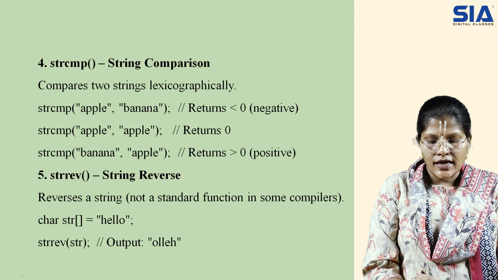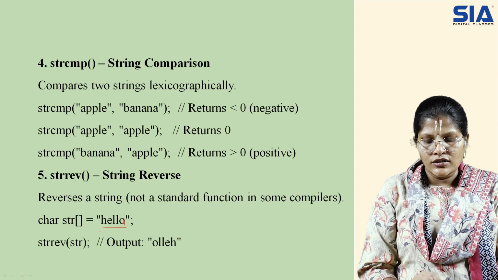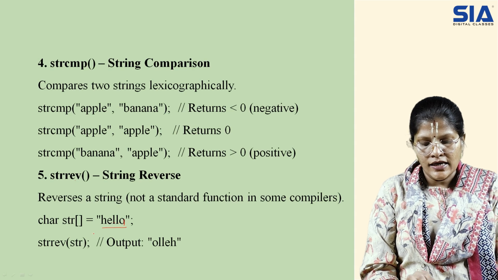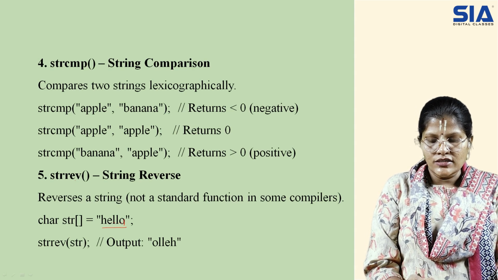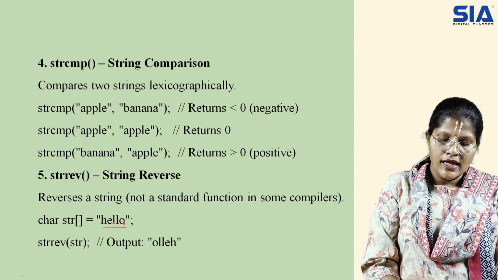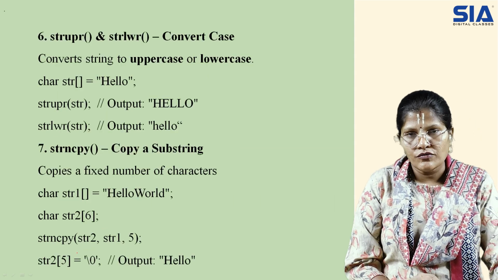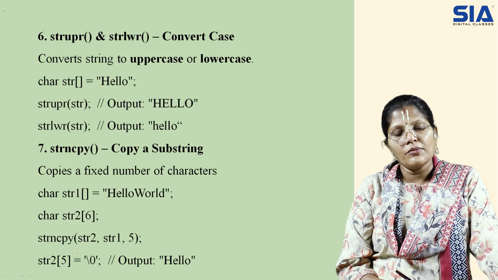So the character string is given as hello. Normally you take the values as H, E, L, L, O. When you use string reverse, it starts from the back side: O, L, L, E and H. So string reverse will give you the reverse of the given string. Now what is string upper and lower?